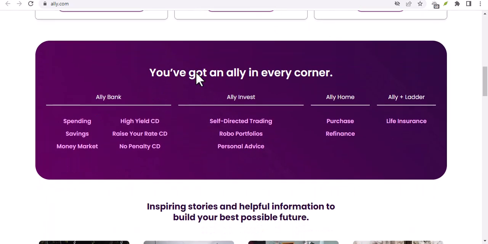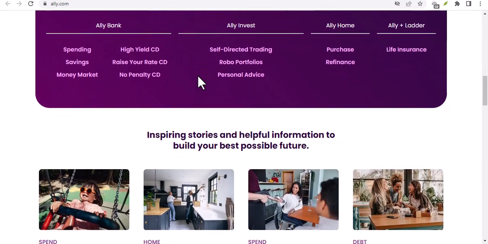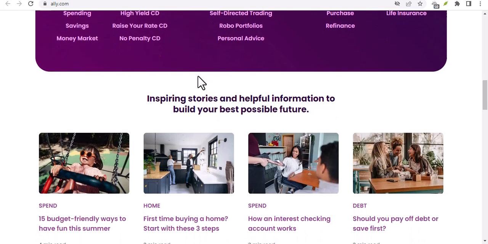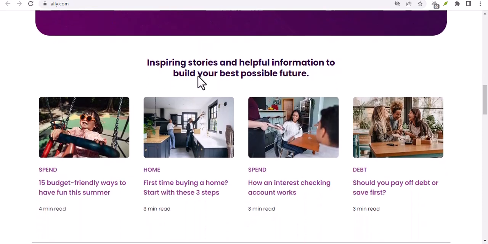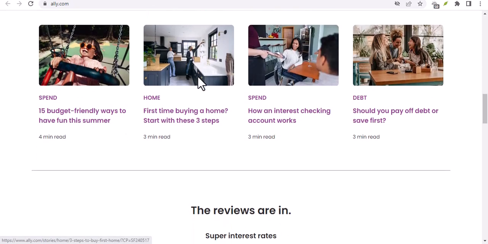Ally Bank is a popular online bank known for its high-interest savings accounts and competitive rates. But like any other financial institution, they have customer service representatives ready to help you. The problem is, finding the right way to contact them can be a bit of a maze.